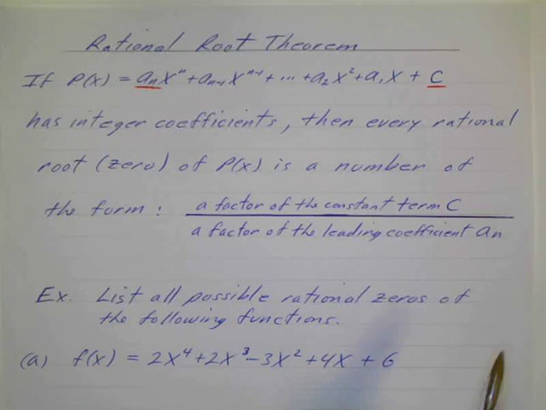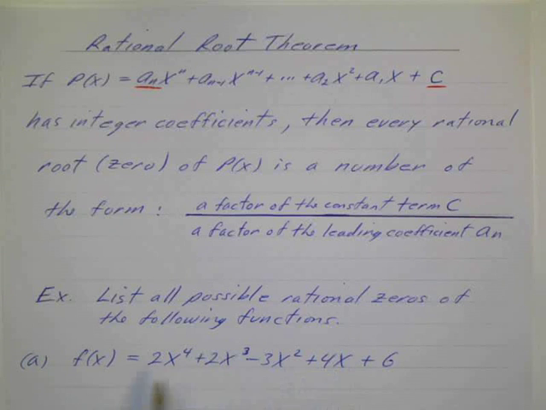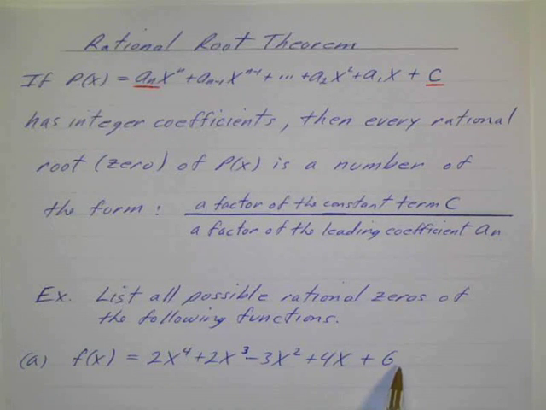As long as it has integer coefficients, and the coefficients are the numbers in front of the variable, so 2 is an integer, negative 3 is an integer, and 4 is an integer. The constant term is actually considered a coefficient of x to the 0. So these are all integer coefficients.